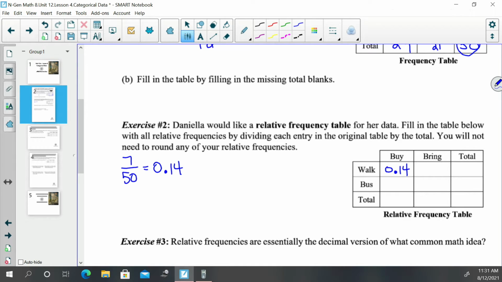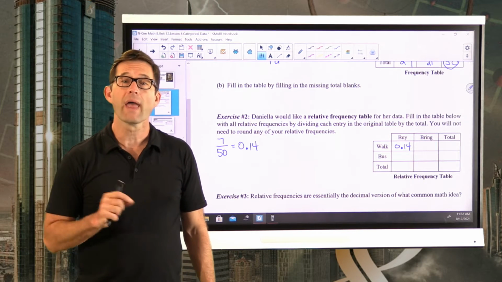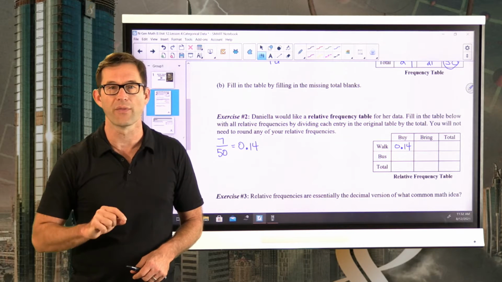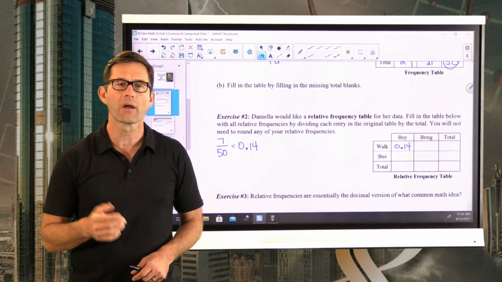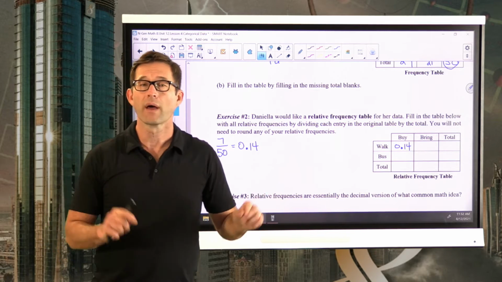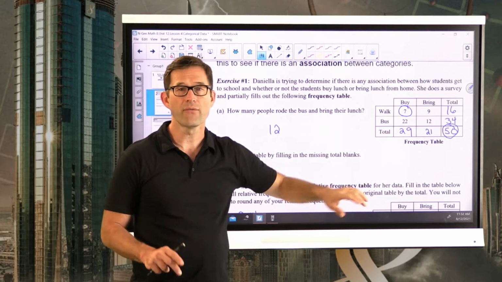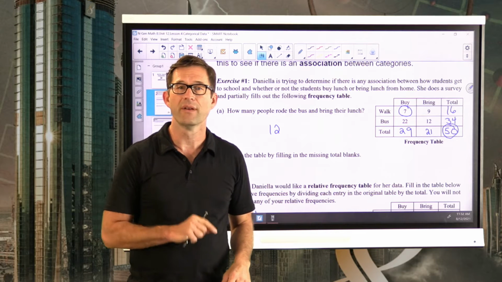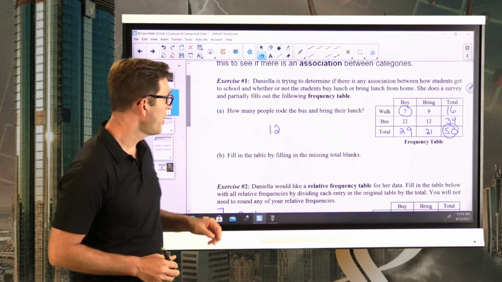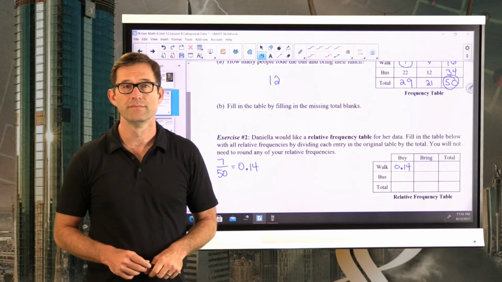Most of the time, if we have to round, which we won't in this particular table, almost always relative frequencies are rounded to the nearest hundredth, and we'll talk about why that is in a little bit. Our relative frequency there is 0.14. What I'd like you to do is now take each one of those numbers in the table, every single one of them, and divide by the number 50, using your calculator or not, it's up to you. Pause the video now and fill out the rest of this relative frequency table.